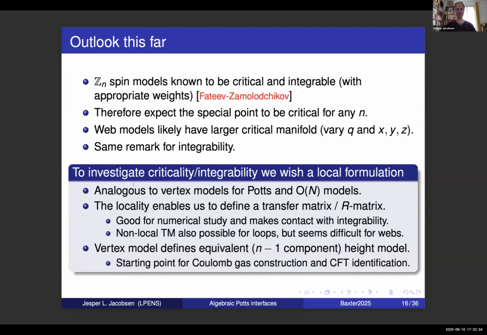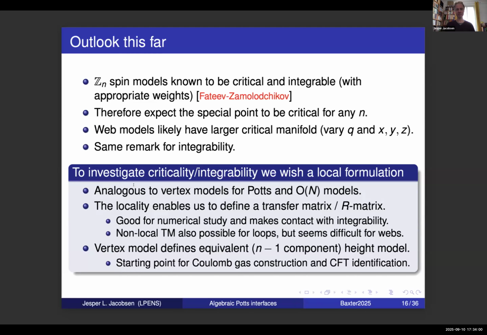If you take the O(n) model that has some dilution, you will need to do the same kind of trick, but you will transform it now into a 19-vertex model called the Izergin-Korepin model. And it was taking results for that model that Nienhuis was able to say so much about the O(n) model.